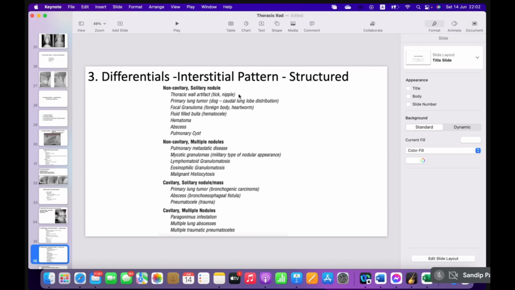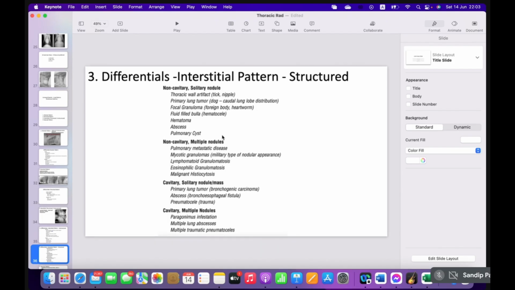Sometimes, one very interesting, the nipples also can look like an artifact, and it is outside of the thoracic cavity, but it looks like there is a growth inside the chest cavity. So we have to consider that also, thoracic wall artifact. And lung tumor, definitely. If we see nodular structure, first thing we consider may be the lung tumor, and some granulomatous conditions like a heartworm, sometimes foreign body, sometimes hematoma, and abscess, even in the cyst condition, because these are more structured pattern. So they come with some margin, structured margin.